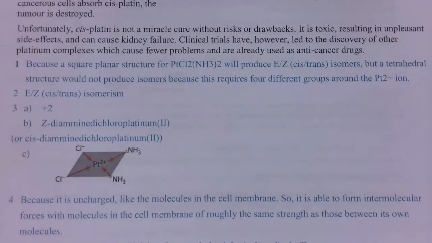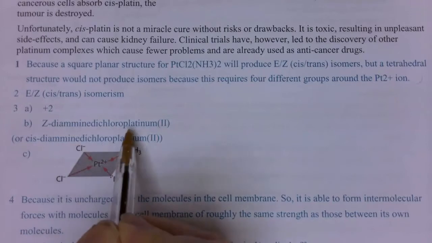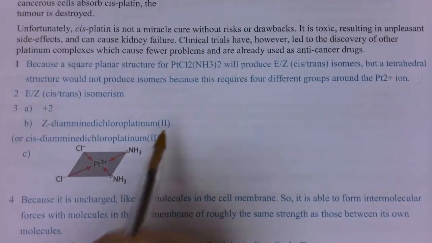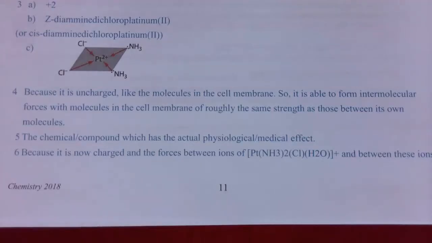As we said before, it's a square planar structure because it can produce EZ or cis-trans isomers. It has an oxidation number of +2 and is called the diammine. Notice the double m again because it's got ammonia molecules. Dichloroplatinum(II) because the oxidation number of the platinum is +2. And it's this square planar shape. As we said before, it can diffuse across the cell membrane because it's neutral. It can also be taken through the copper channels.